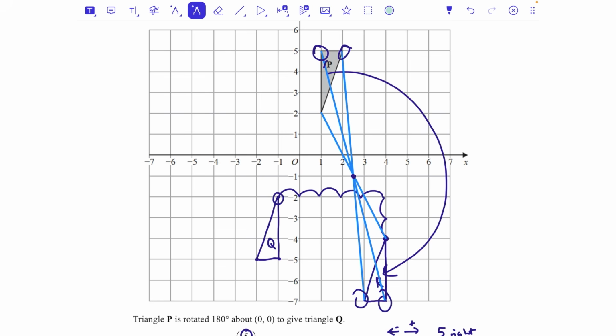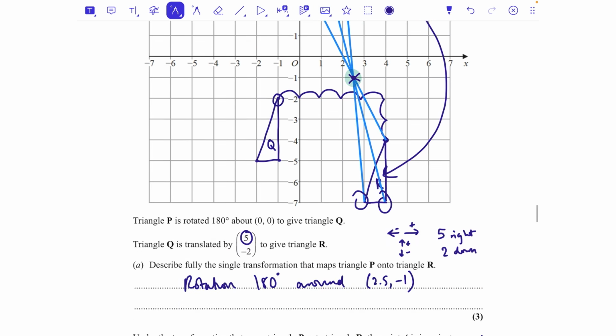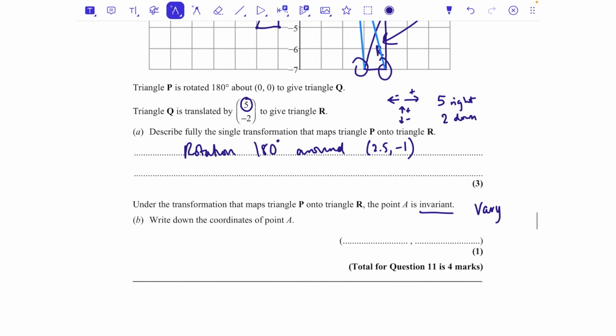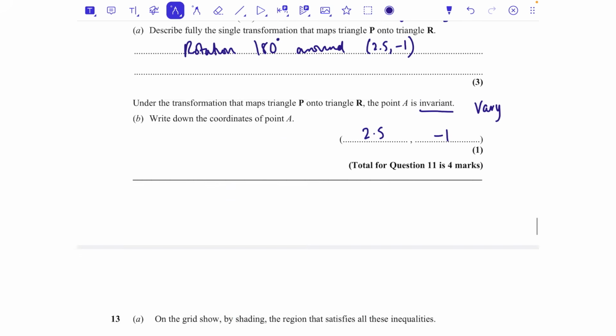This might feel a bit like a trick question, but it's actually this point here. Where your pen stays on that tracing paper, that point does not change. When you rotate it round, this point stays in exactly the same place. That's the invariant point, okay? So it might seem a bit tricky, but once you've done one of those, it then makes sense. So yeah, 2.5 minus 1 is the point that does not change.